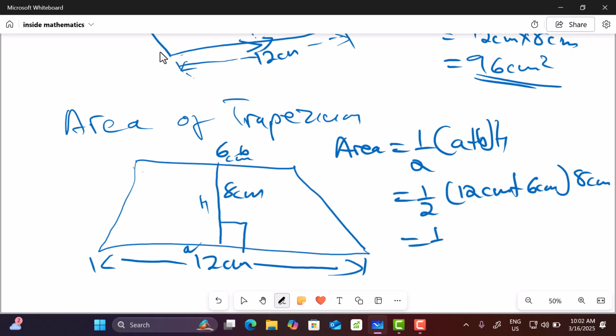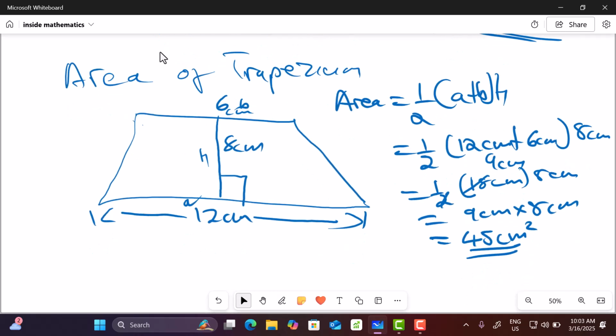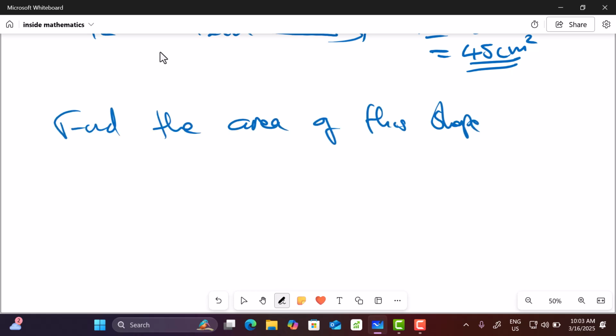That is the case. A half bracket, we always use BODMAS. We solve things in the bracket first. So 12 plus 6, you get 18 centimeters times 8 centimeters. We divide 18, we get 9 centimeters. So 9 centimeters times 8 centimeters, we get 45 square centimeters. That's the answer.